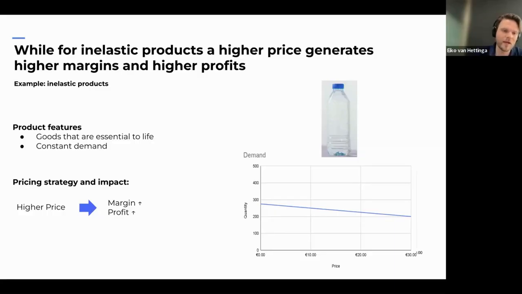For these kinds of products, a generic strategy would be to have a higher price, or use them to increase price, to improve margin, but also to increase absolute profit in this case, because even though you're raising the price, it doesn't have a huge impact on the quantity that you are selling.